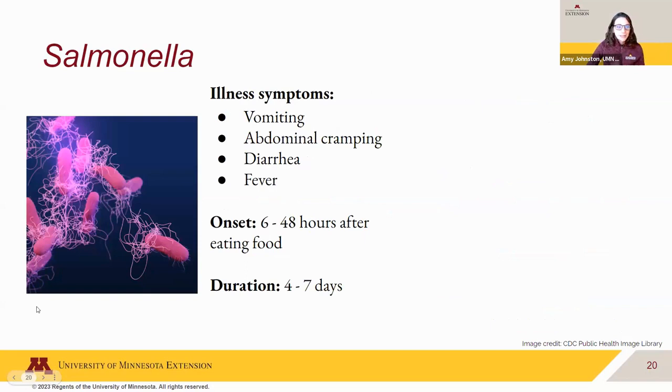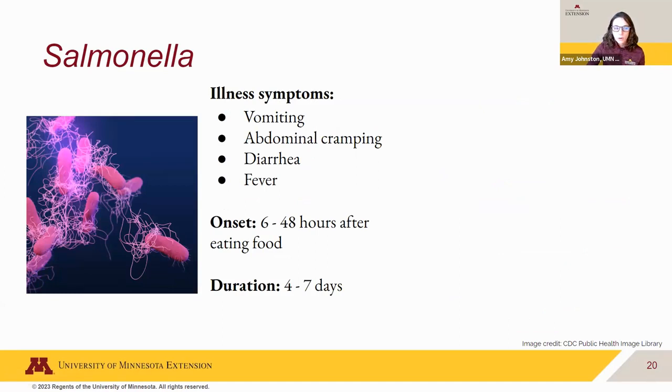Next up is salmonella. According to the Minnesota Department of Health, there are between 700 and 925 individual cases of foodborne illness caused by salmonella each year. There's different strains of salmonella that are associated with different foods, but the symptoms are similar.